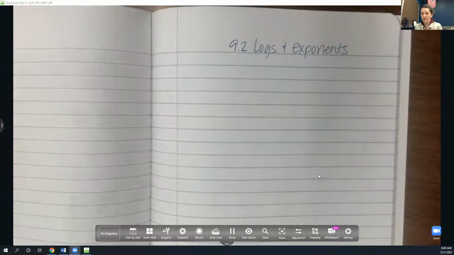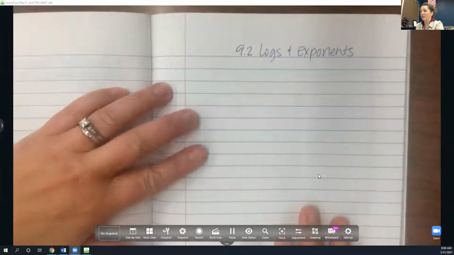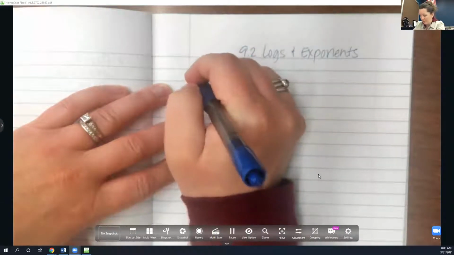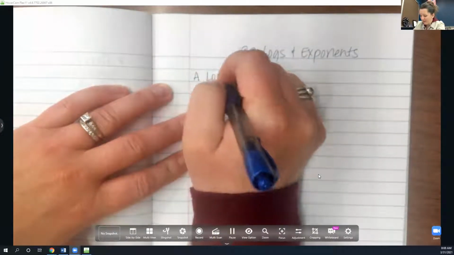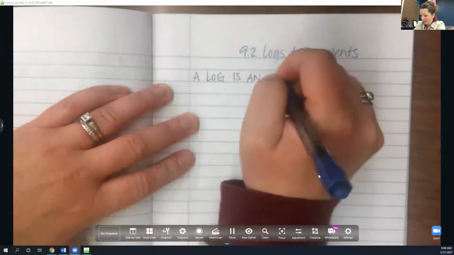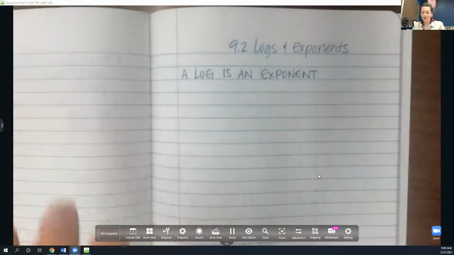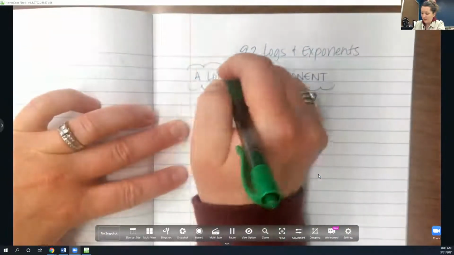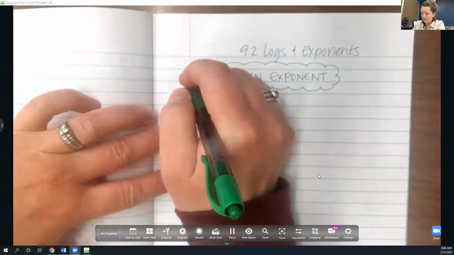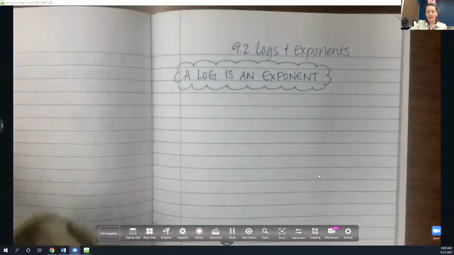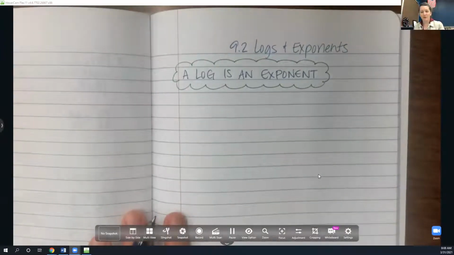How do you write a log as an exponent? How do you write it as the inverse? So let me give you a little hint here, and I want you to remember this. I'm going to write it in all capital letters. Makes it important, right? A log is an exponent. Okay, so when I say a log is an exponent, we're going to talk about properties today that we've learned before about exponents that we're going to start applying to logarithmic expressions, okay? And then next time we're going to talk about logarithmic equations.